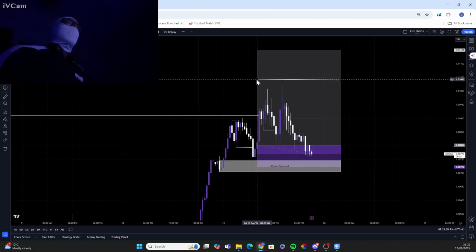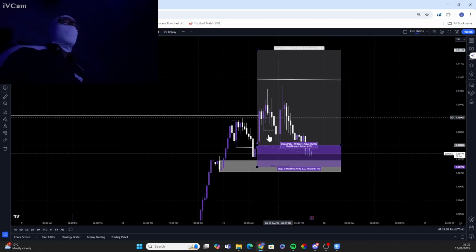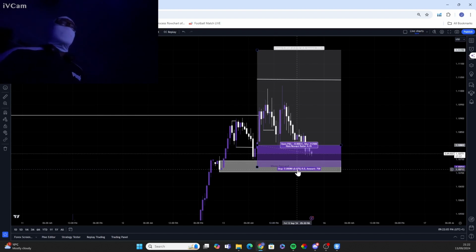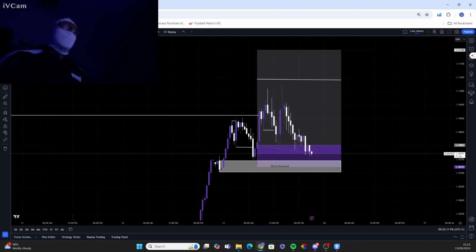First TP would have been here at 1 to 3 before I put my SL to break even, but at the moment it looks like we are retesting the zone, and because of how late it is on a Friday, I might just close this trade because I ain't trying to get caught up in this weekend swaps and all that.